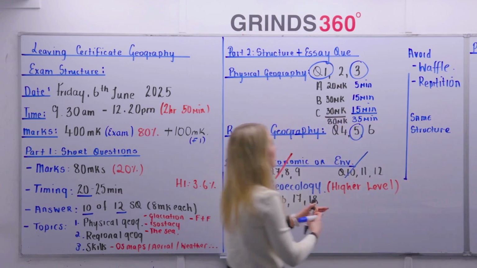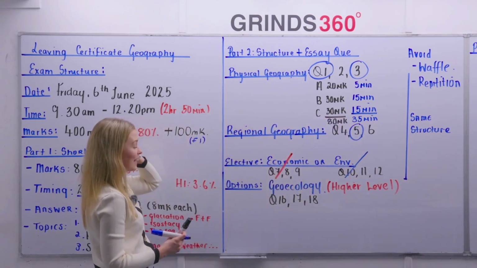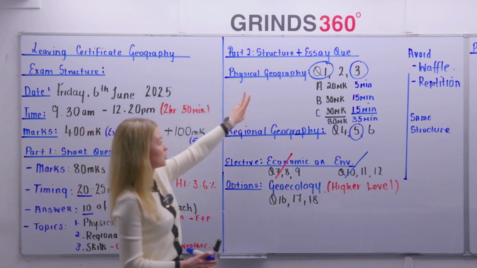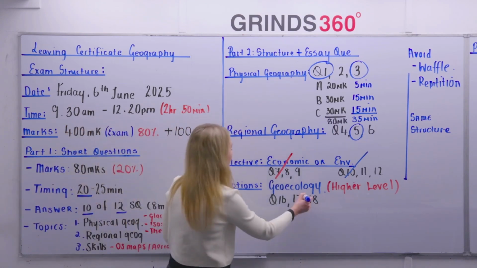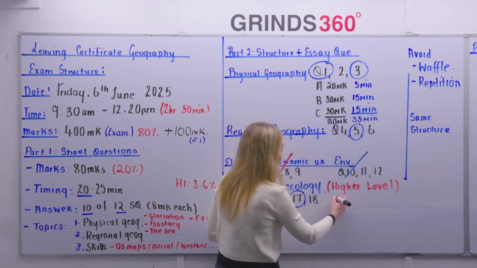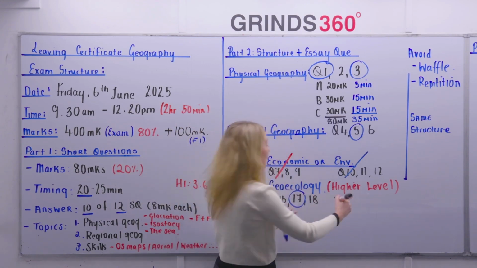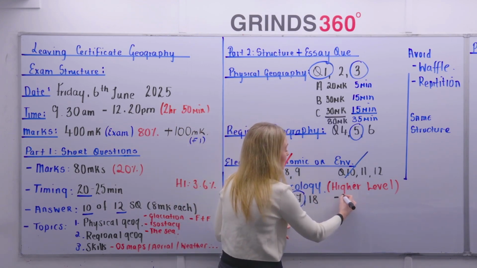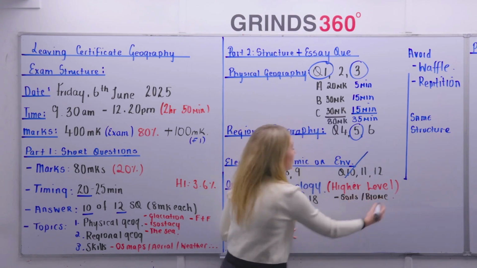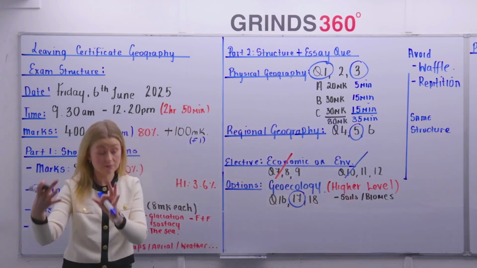So everything to this point, my physical, regional, and my elective is the same. My option is different. I've done 2 physical, 1 regional, and I'm going to do 1 of my geoecology. Now, you'll probably know this yourself. Geoecology is split up into 2. It's split up into soils and biomes. My favorite to do there is biomes, and again, they're on the platform.